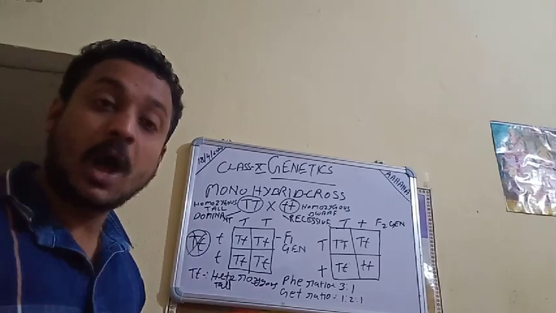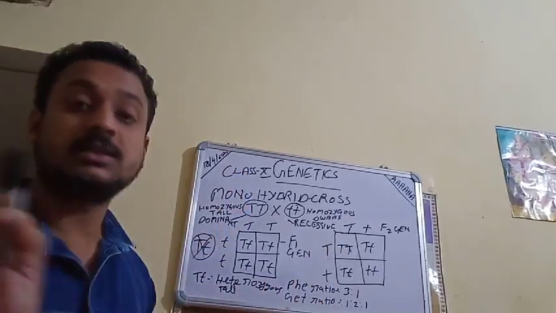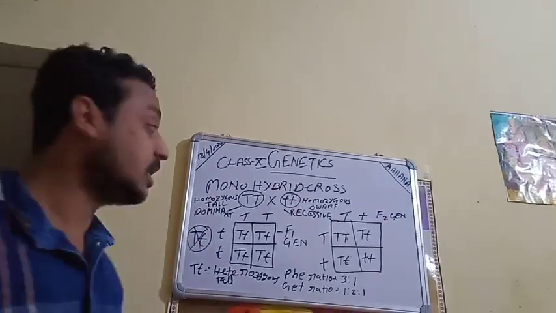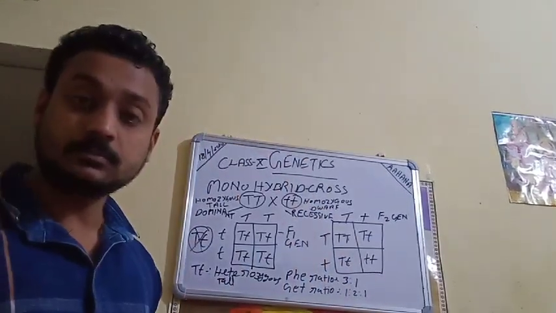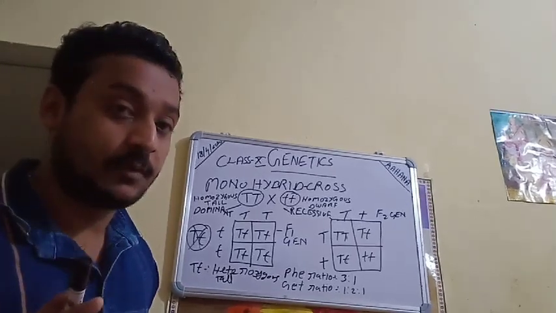For all the monohybrid types of crosses, only this ratio is possible. Other than that, no ratio will be there, especially in the F2 generation. I guess it's clear for everyone.